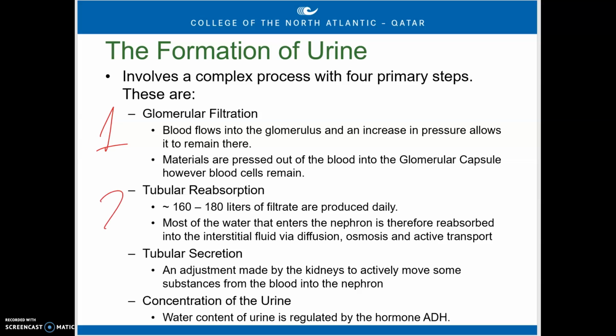Now, the next step is going to be tubular reabsorption. Once the blood is filtered, once the fluid leaves the blood capillaries and moves into the Bowman's capsule, into the nephron, we don't call that blood anymore, we call it filtrate. And our kidneys are so efficient that they produce between 160 and 180 liters of filtrate a day. We only have about 7 liters of blood in a large human body. So the fact that we produce between 160 and 180 liters is an absolutely massive amount of filtration.